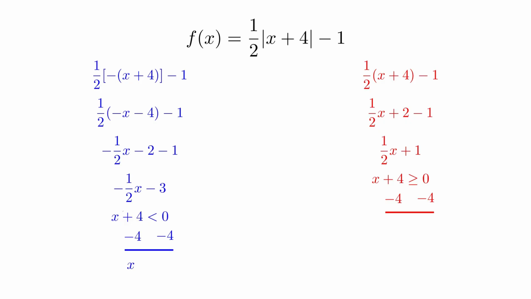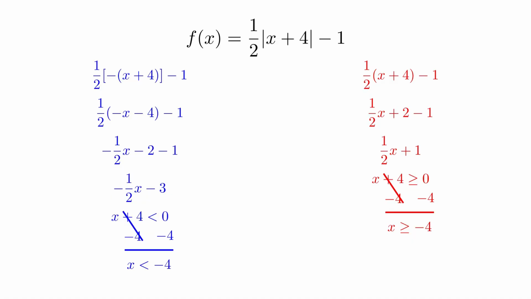Hey guys, this is future me. As I was listening back, I realized I made a mistake. I said x greater than negative 4, but I meant to say x less than negative 4. So please ignore that. And then for the positive version, we'll be left with x greater than or equal to negative 4. So this tells us that we want to use the negative portion of our piecewise when x is less than negative 4.